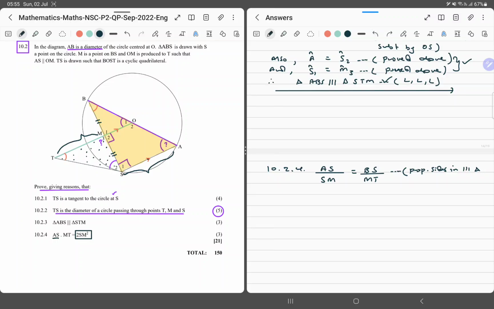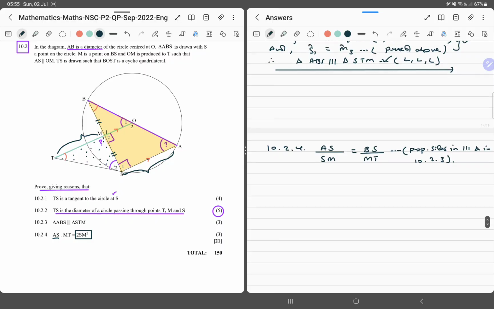Perhaps we can state where these are in 10.2.3, because sometimes they may be asking what similar triangles and you did not provide proof. Okay, and then here we cross multiply. This implies that now AS times MT is going to be BS right there, times SM.